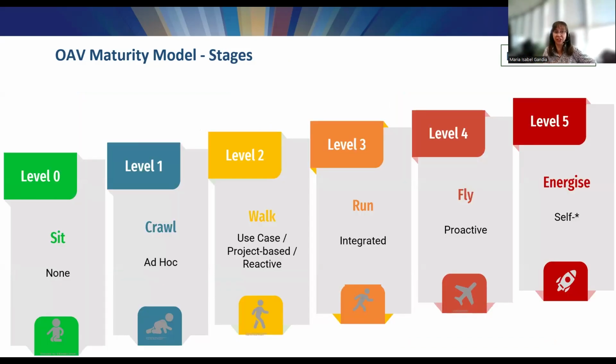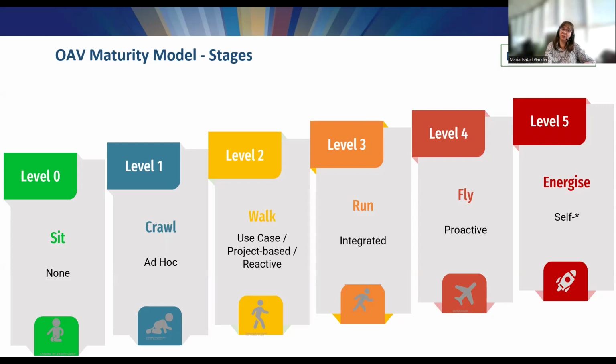These are the stages for the maturity model. You can be from level 0 to level 5. And to make it more understandable, we created names that have to do with movement. You can be sitting, crawling, walking, running, flying, or energizing. If you are energizing, your network is an autonomous network. It's self-healing and self-everything. Level 0 means you have no automation, no orchestration, and no virtualization in your network.